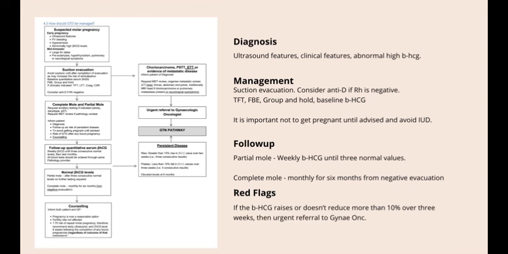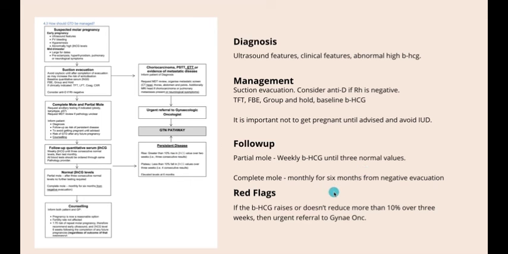As we said before, it's important not to get pregnant until advised, and to avoid using an IUD in that process because it can rupture the uterus. In terms of follow-up, for a partial mole, you have weekly follow-up until the beta-HCG is normal. A complete mole needs to have the same, but then you need to have monthly checkups for 6 months.